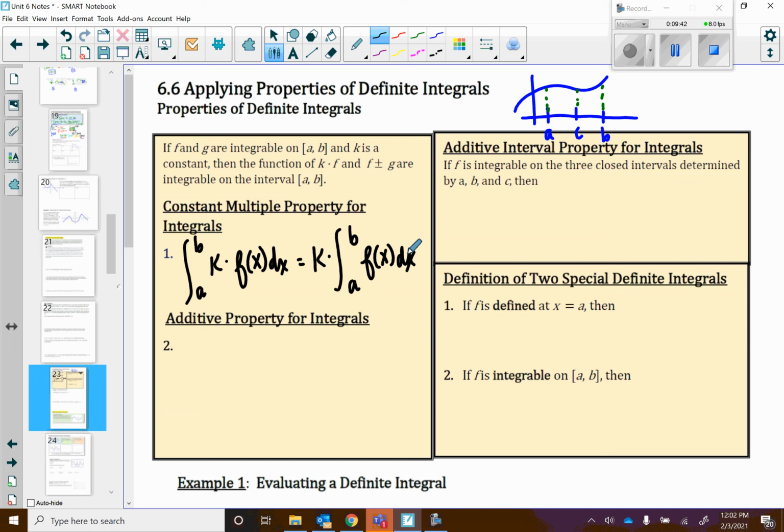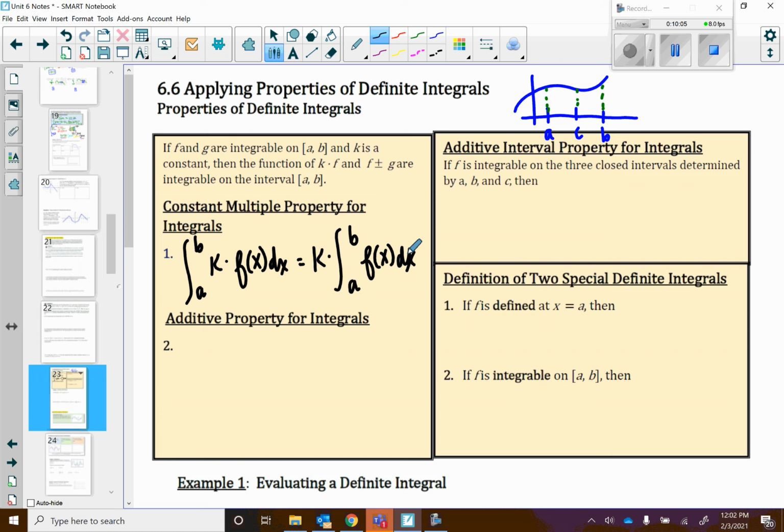This is actually a property we've seen so many times before, especially with derivatives, right? The derivative of 4x squared is equal to, oh my goodness, someone is moving desks. The derivative of 4x squared is equal to the derivative of x squared, 2x, times 4.